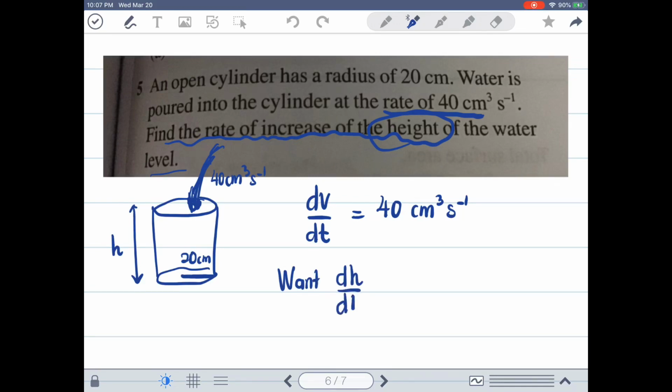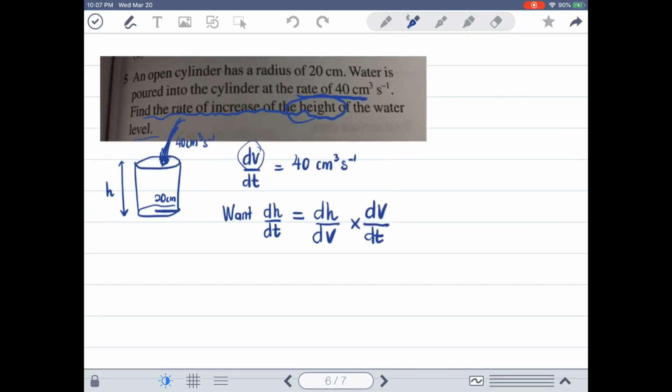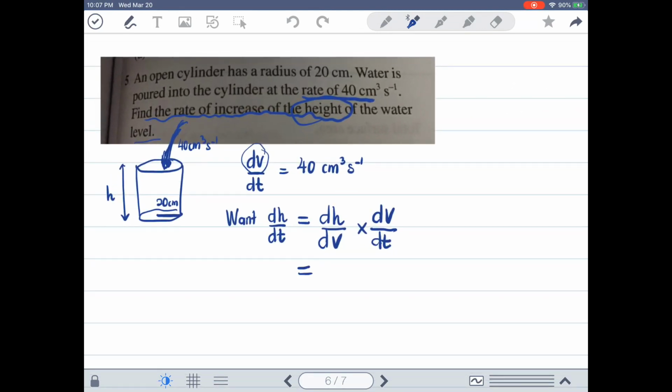So we want to find dH over dt. So if you want to find dH over dt, again, here should be dH by chain rule over something times something over dt. Since we have V here, so here should be dV, here should be dV. And we have the value of dV over dt, which is just 40. So dH over dV times 40. But we do not have dH over dV. But we can still find dH over dV by finding the formula for V, volume of the cylinder.